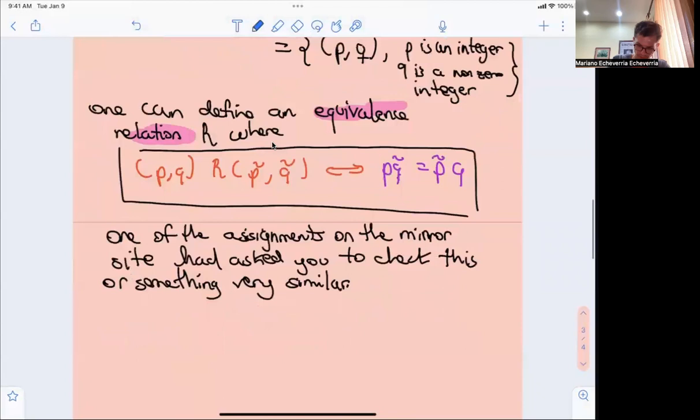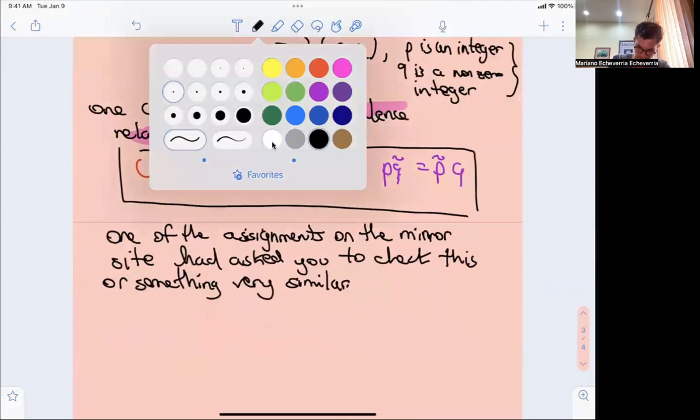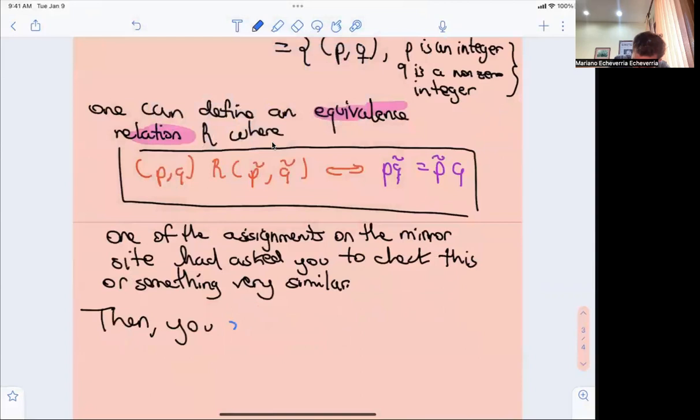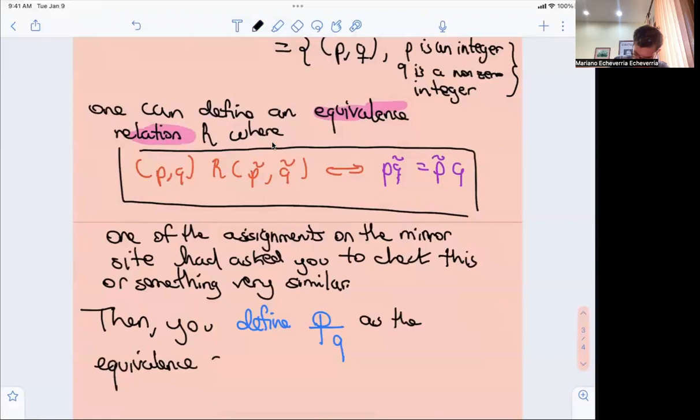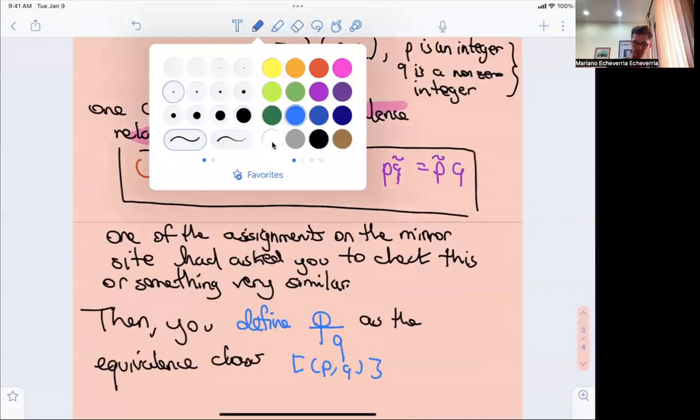So then, the important thing to emphasize here is that this is an actual definition. You define P over Q as the equivalence class of the pair P, Q. Is that making sense? I should stop here to see if there are any questions. Again, you can either unmute yourselves, or type it on the chat, whatever is easier for you.